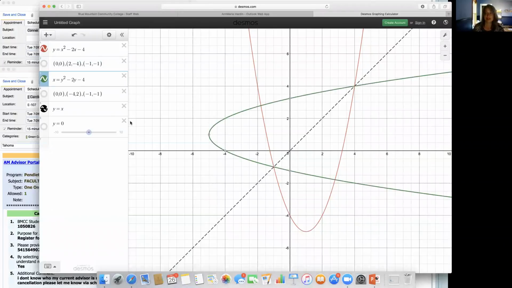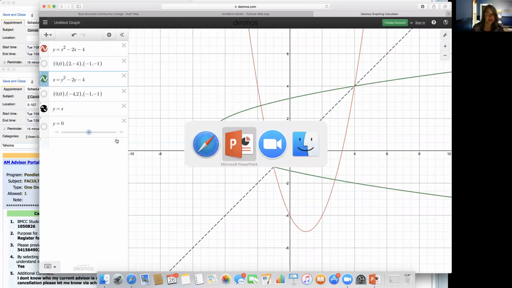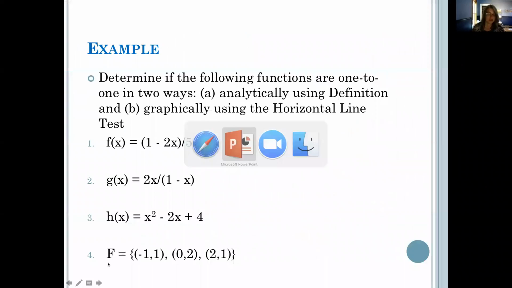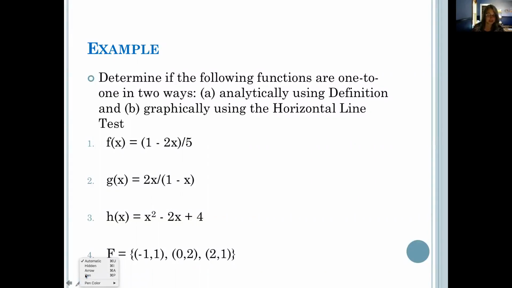And that would be our inverse relation, the green one. It is still an inverse, but it's not a function. And here's how we know. So let's take my h of x, and let's just try to find its inverse.